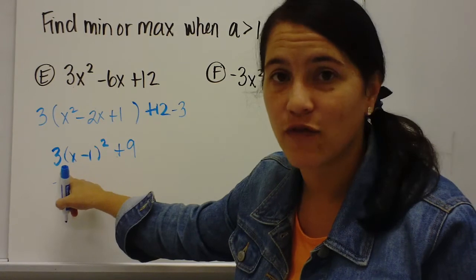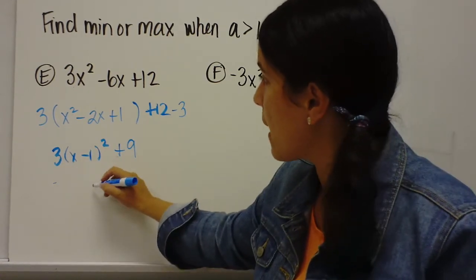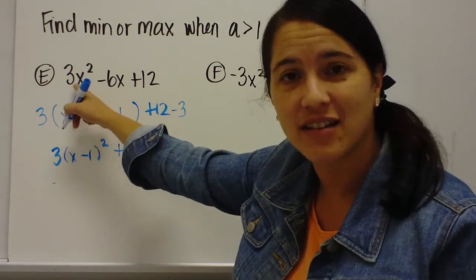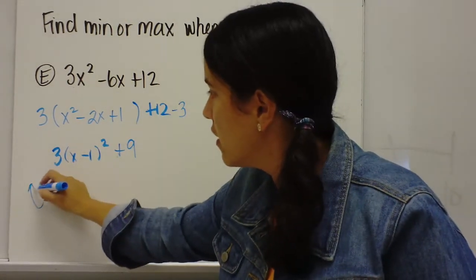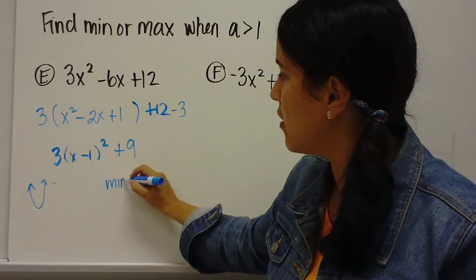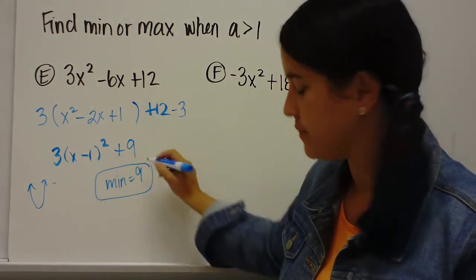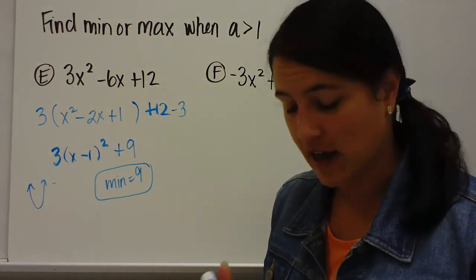This is in vertex form. So this is positive, so my parabola is going to be going up, which means it's going to be a minimum of 9. A minimum of 9. Whew.